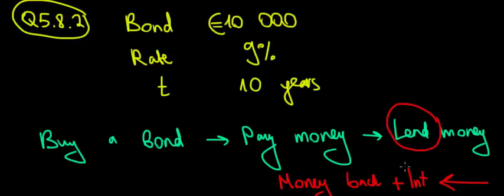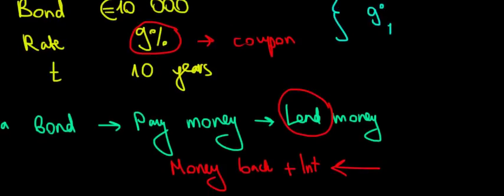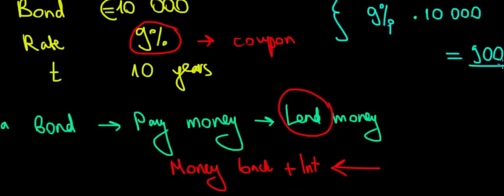Okay, so buying a bond means lending money to someone. How much do we expect to get back? We want our principal and we want our interest. We call this coupons. So the interest rate on the bond is called the coupon. How much is this coupon? Well, it's 9%. 9% of what? 9% of 10,000 euros. Well, let's calculate. 9% of 10,000 euros is equal to 900 euros.